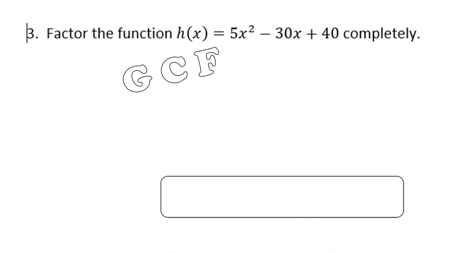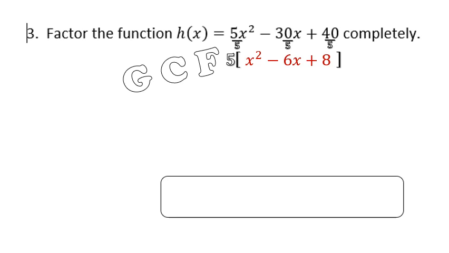What goes into 5x squared and negative 30x and positive 40? Well, 5 goes into all of those things. So if we pull out a 5 from all of them, we just divide off a 5 to see what's left. It's going to leave us with x squared minus 6x plus 8. So we've got the 5 outside, then it's just a trinomial.